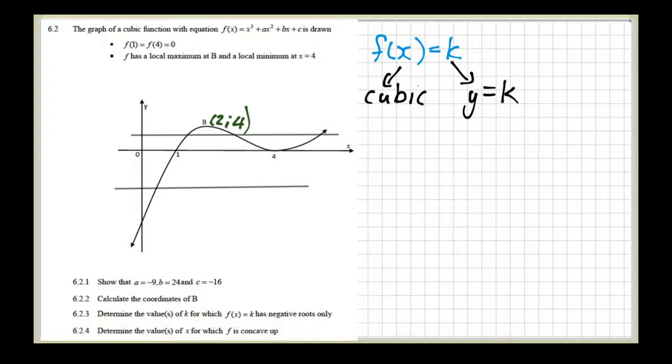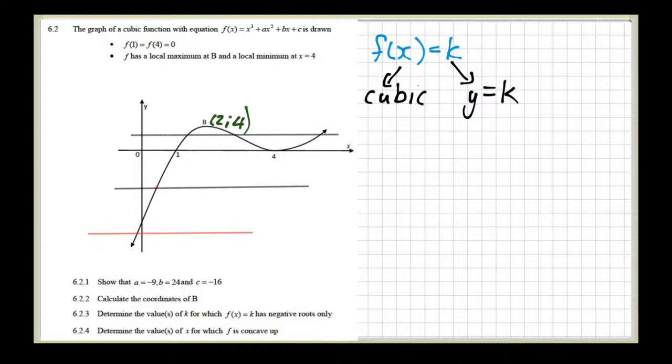Now, if they're telling me f of x equal to k, it means where the two graphs are intersecting each other. So in other words, if they're asking me where the intersection has got negative roots, it means that they intersect where the x values are negative. Now, where do they intersect where the x values are negative? Well, I can see down here.